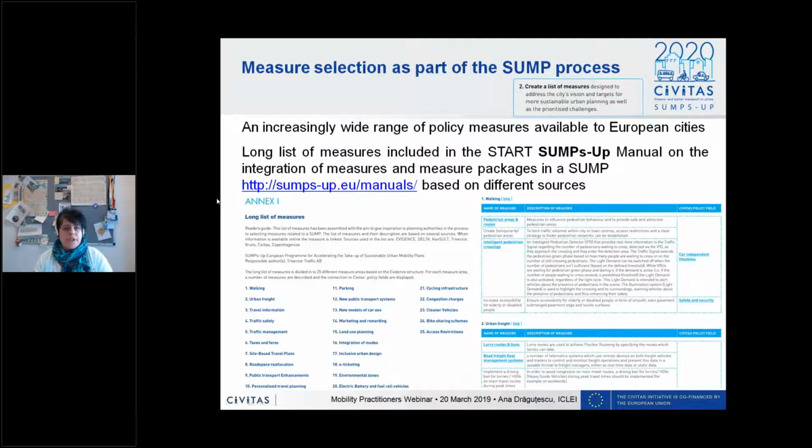There's an increasingly wide range of policy measures already available for the European cities. You can find in the manuals that Maya introduced you to a very long list of measures. Our colleagues screened the already existing measures from different projects, from different transport programs, and you can find this list of measures in the annex of the SUMPs-Up manuals, but you can also use other sources for you to understand what measures can be included in the long list of measures for your SUMP.